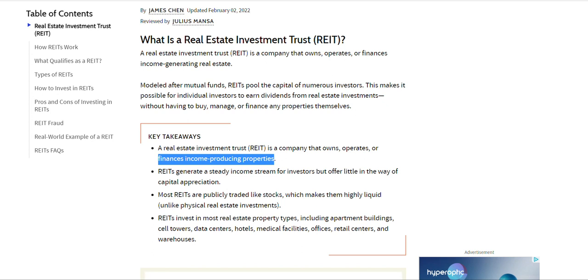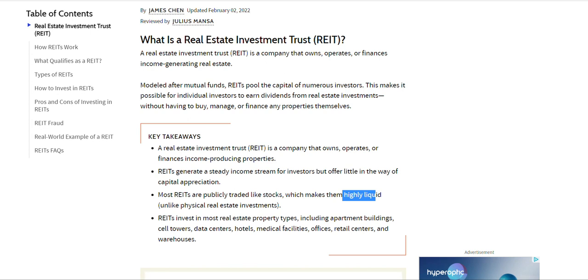REITs generate a steady income stream for investors, but offer little in the way of capital appreciation, and that's really important. They don't 10x in the next couple of years. They do pay you a steady dividend, and I will talk about the dividends in a second. Most REITs are publicly traded, basically like stocks, which makes them highly liquid, unlike property. It is very difficult to sell a property. It takes a very long time, whereas with stocks, with just one click of a button, you can sell them.